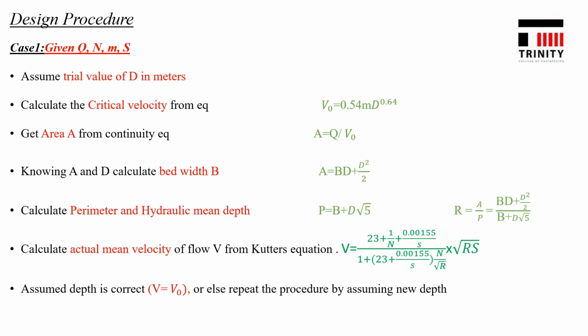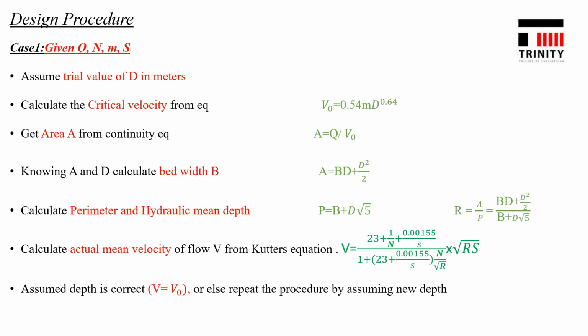Next, we move on to the design procedure of Kennedy's theory. By Kennedy's theory, he has explained two cases with different given values. In the first case, discharge Q, Manning's coefficient N, critical velocity ratio M, and the slope S are given. So first, we assume a trial value for the depth of the channel in meters. Next, we find the critical velocity, where V0 is equal to 0.54 M D raised to 0.64. Here M is given and D is an assumed value.